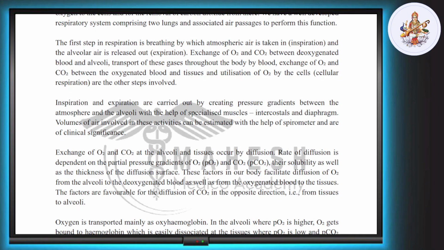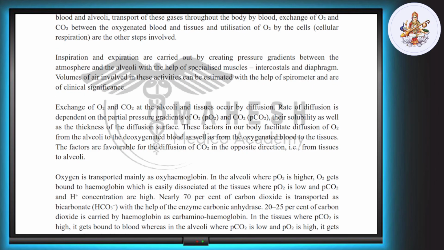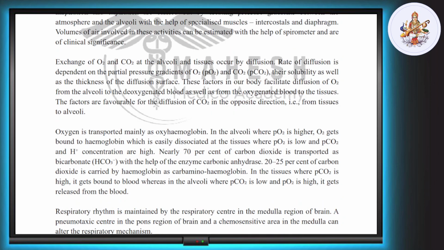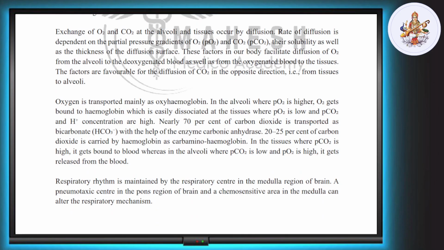Transport of oxygen and carbon dioxide. How is oxygen transported? Mostly as oxyhemoglobin. Oxygen binds to hemoglobin in red blood cells. This binding is easy in the lungs, where PO2 is high, and it dissociates in tissues, where PO2 is low, and PCO2 and H+ are high.